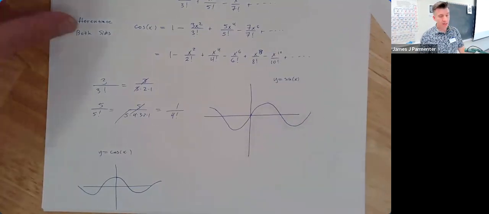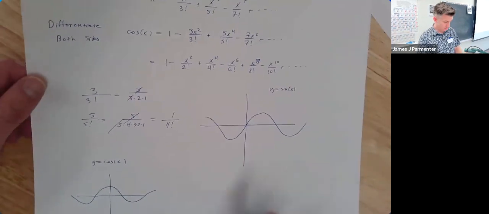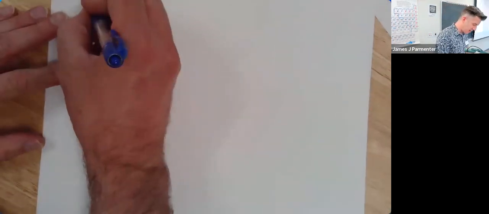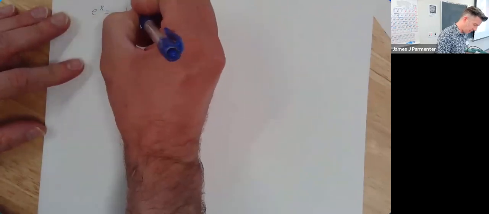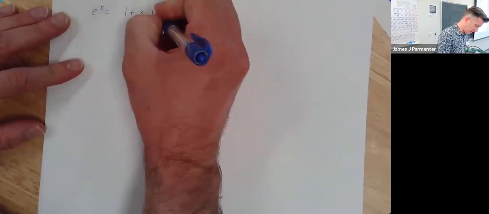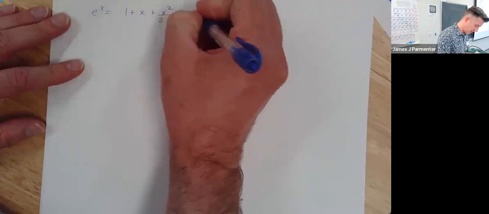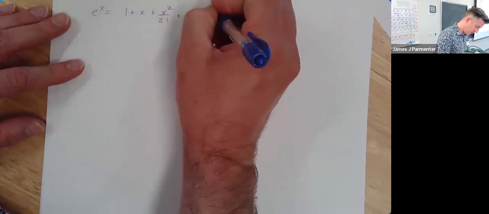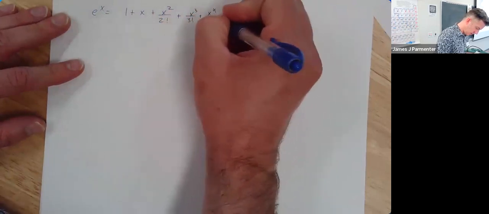So here's what I would encourage you to know so far. There are actually 4, but 3 that I think are important. So there are 3 Taylor polynomials, and 2 of them together kind of look like the other one. So here's e to the x. It's 1 plus x plus x squared over 2 factorial plus x cubed over 3 factorial. Every power of x over the same factorial.